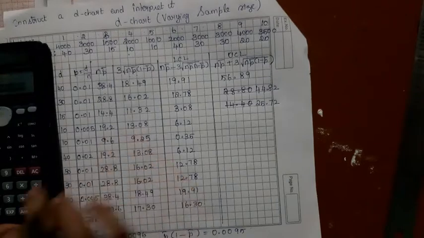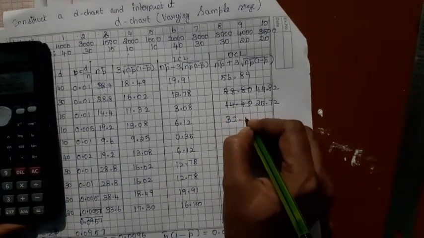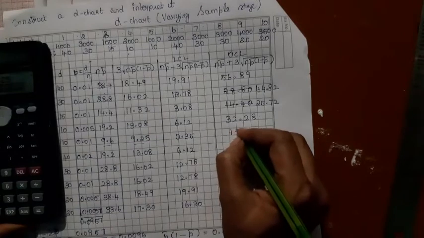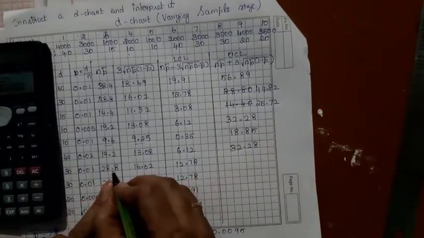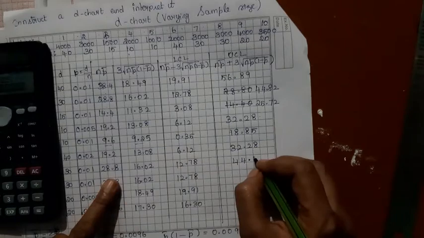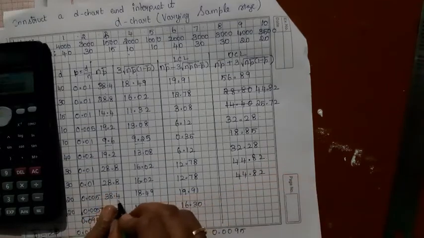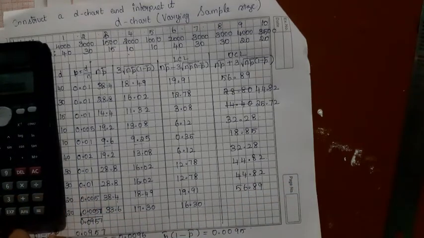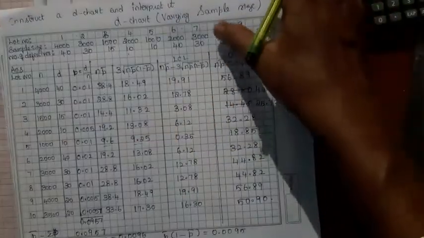19.2 plus 13.08, it is 32.28. Then 9.6 plus 9.25, it is 18.85. 19.2 plus 13.08, 32.28. 28.8 plus 16.02, 44.82. 28.8 plus 16.02, 44.82. 38.4 plus 18.49, 56.89. 33.6 plus 17.30, 50.90. Right? So we have calculated the UCL and LCL values.